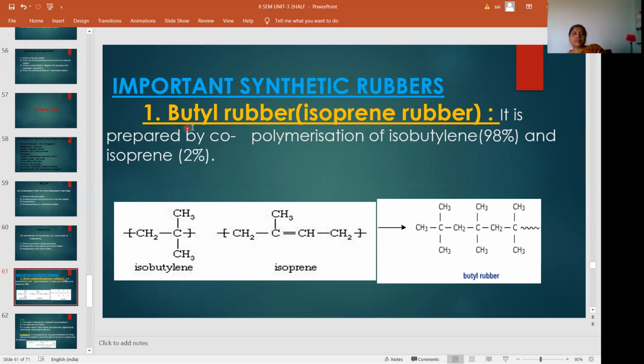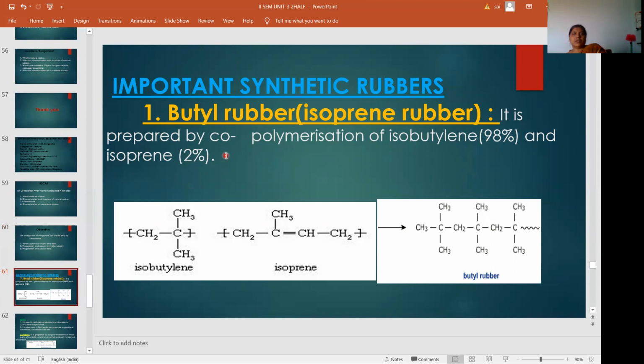So now we'll study important synthetic rubbers. A few rubbers are given, with their preparation and uses. So the first one is butyl rubber, or it is also called isoprene rubber. Butyl rubber or isoprene rubber. So how is it prepared? It is prepared by copolymerization of isobutylene. It is 98% isobutylene and the remaining 2% is isoprene.